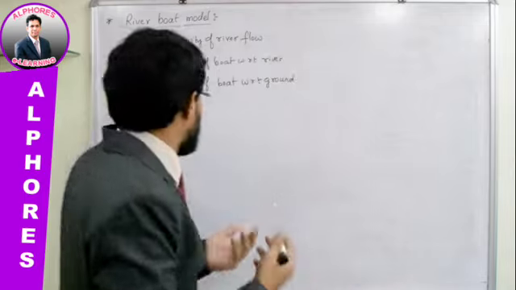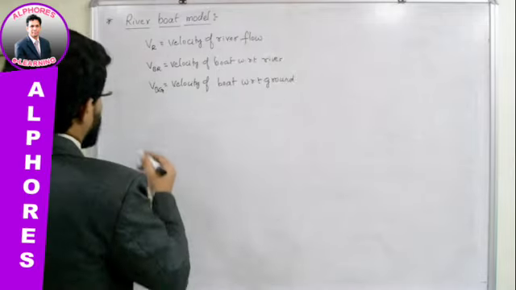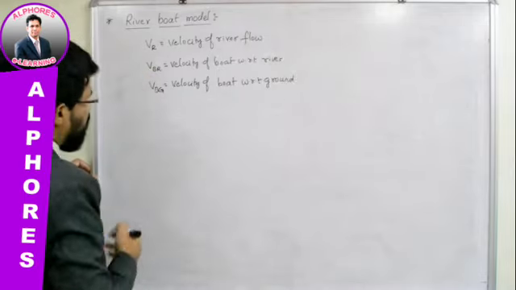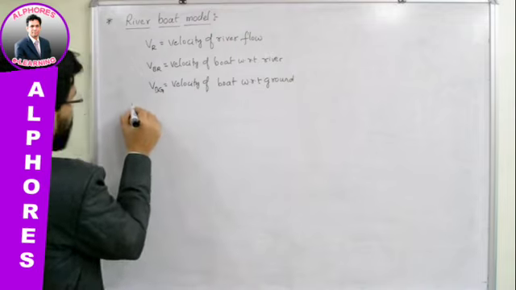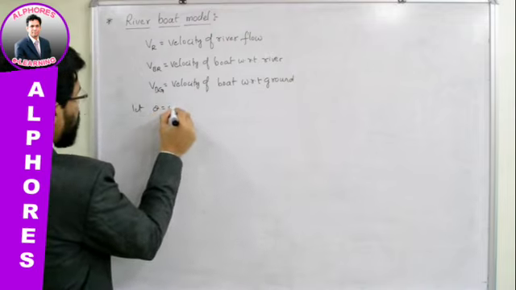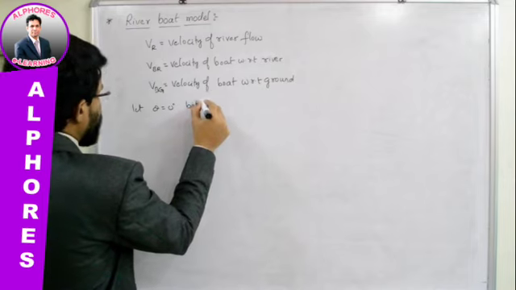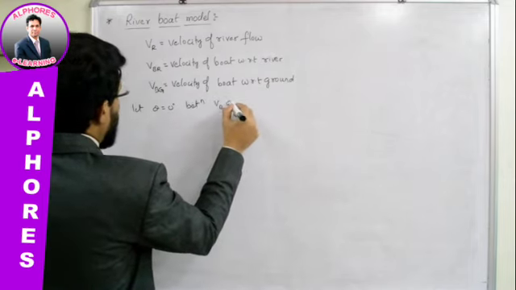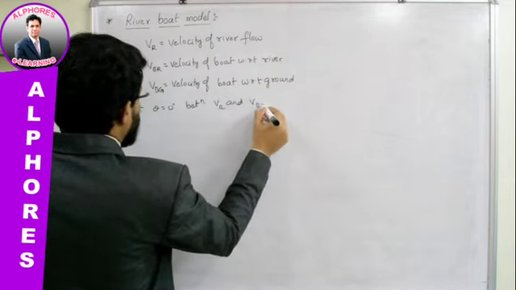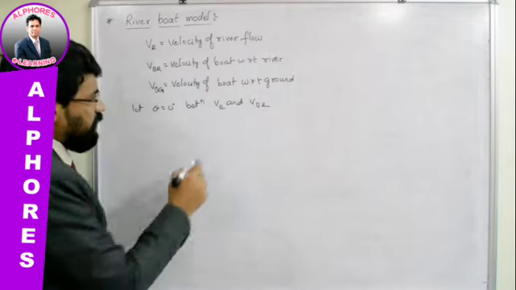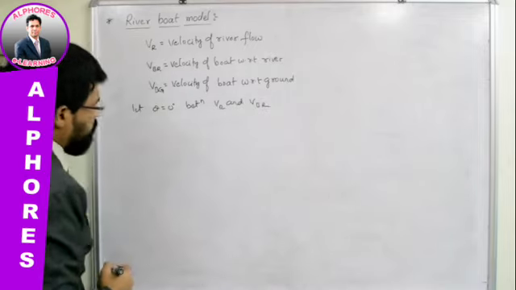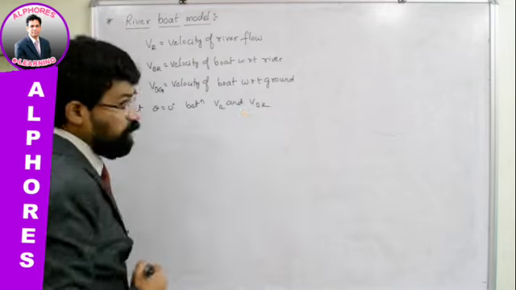Okay, so let us try to understand these details very much. Depending upon the angle between these two, let us talk about a few details. Let theta be equal to 0 between VR and VBR. So what is the angle between VR and VBR? It's 0 degrees. It means VR and VBR both are along the same direction.